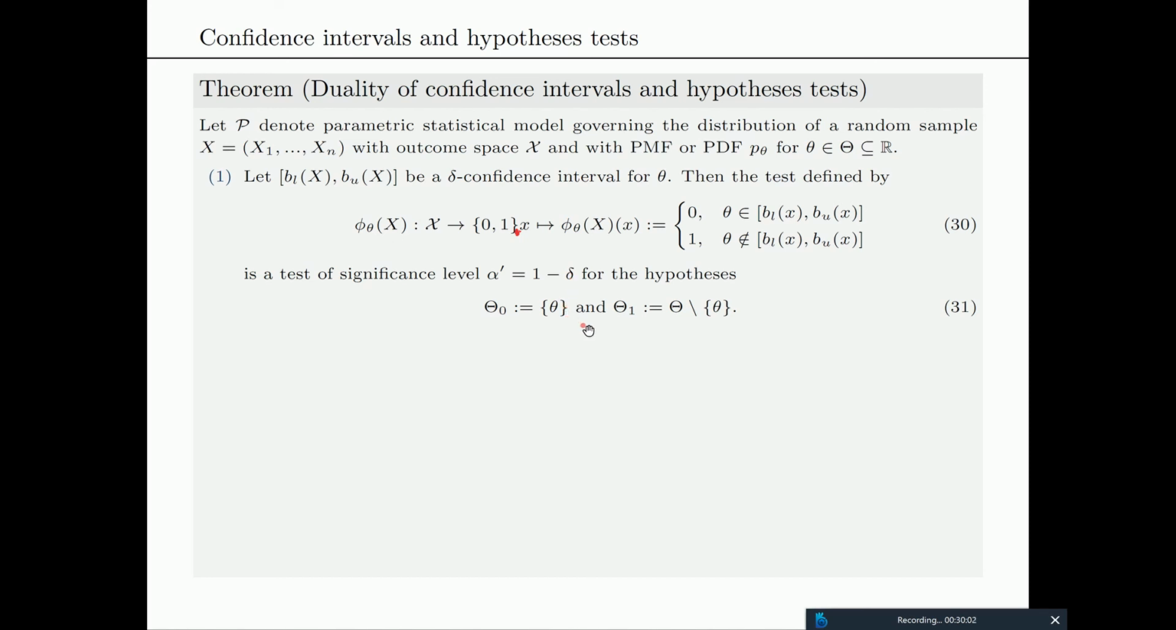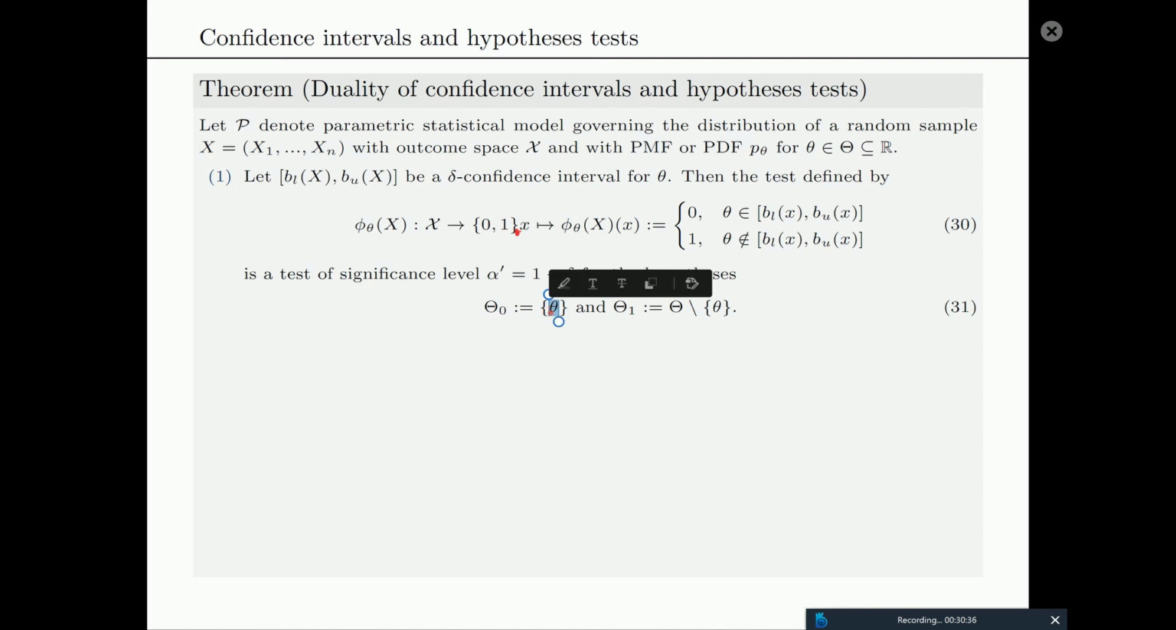And the important thing is the following now. It's a test for the hypothesis, and maybe I should have put the hypothesis up first, for the null hypothesis that the true but unknown value is theta, and the alternative hypothesis that the true but unknown value is different from theta. So basically how this works is you first create a confidence interval for theta, then you say you want to test the hypothesis, and this is why I should maybe have put them up first.